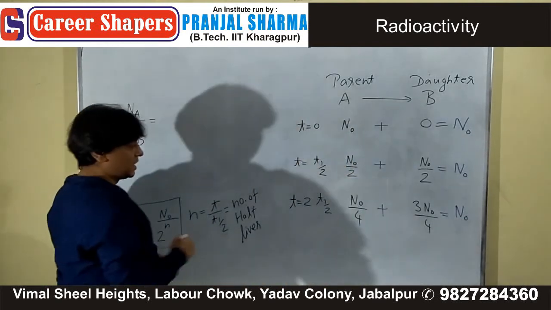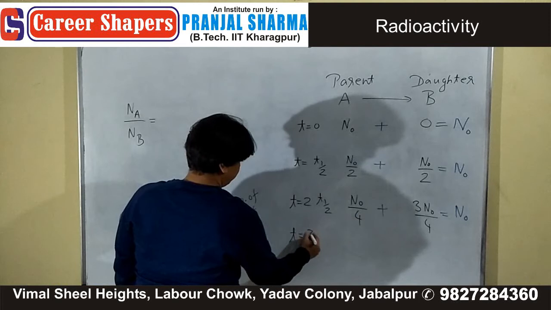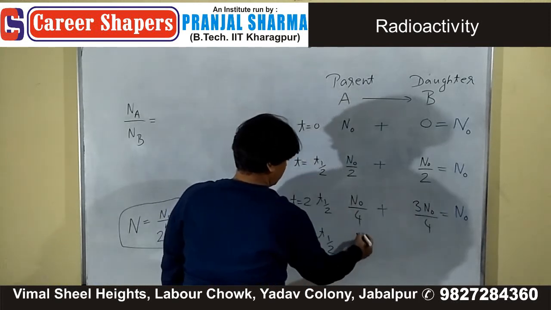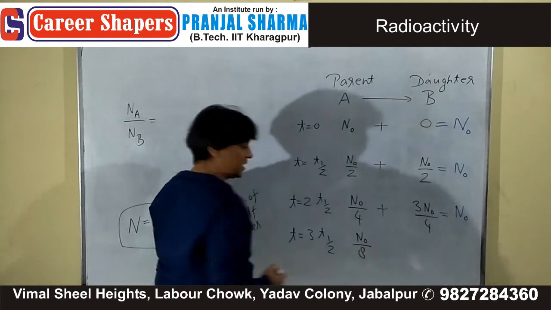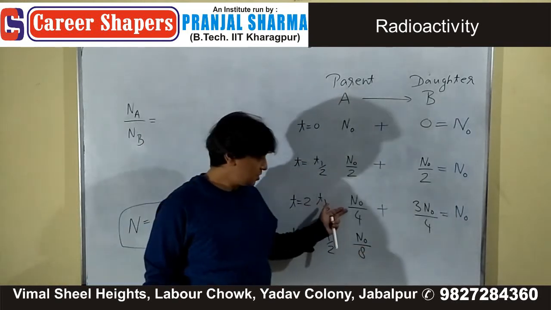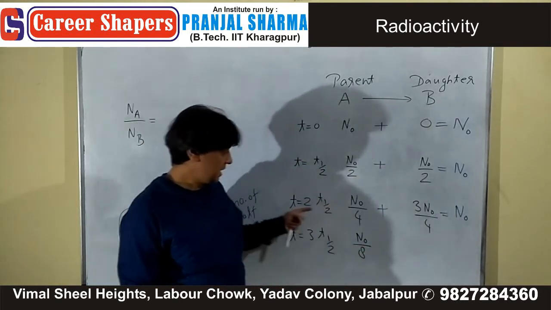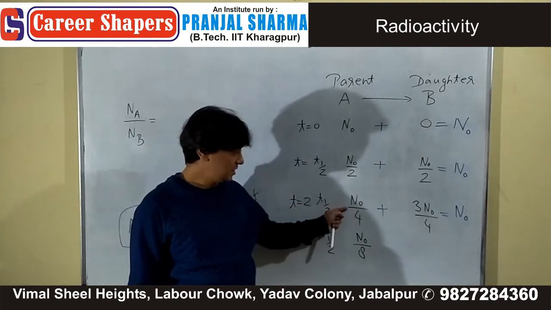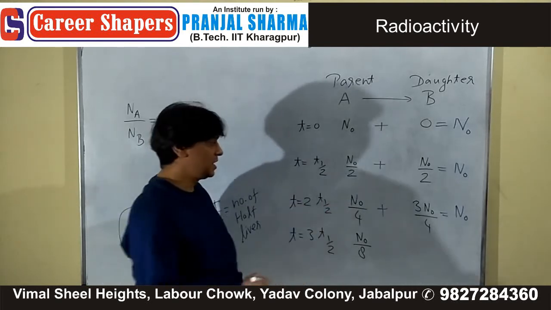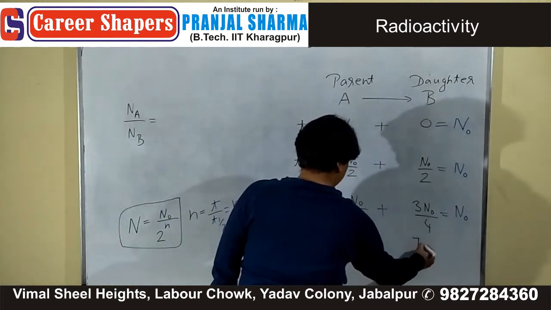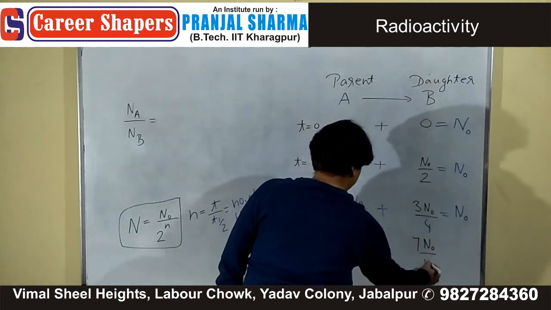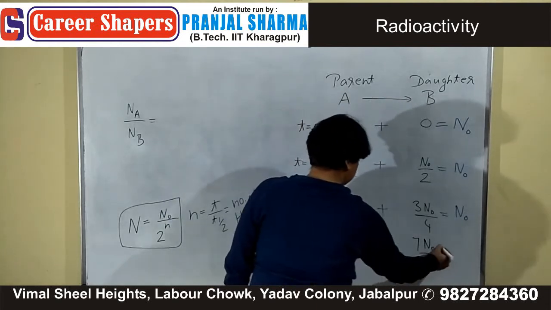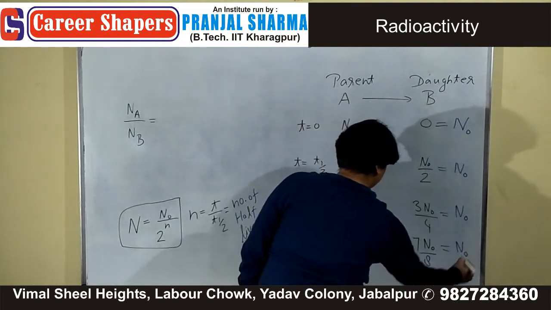Now, what is it after the third half-life? After the third half-life, this thing will become what? N naught divided by 8. This is the number of active nuclides present at this time. From this time to this time, we have a duration of T half, half of this, N naught by 8. And this side becomes what? 7 N naught divided by 8. This means the sum of these two should be what?